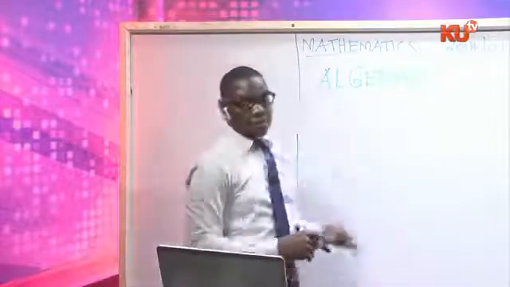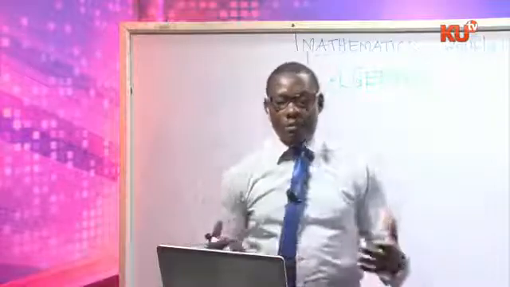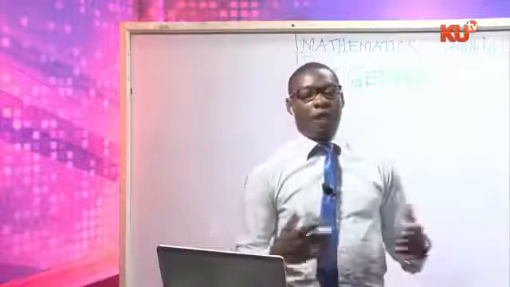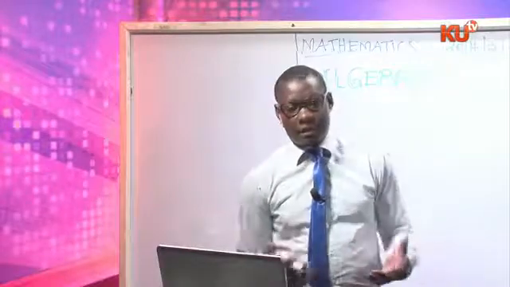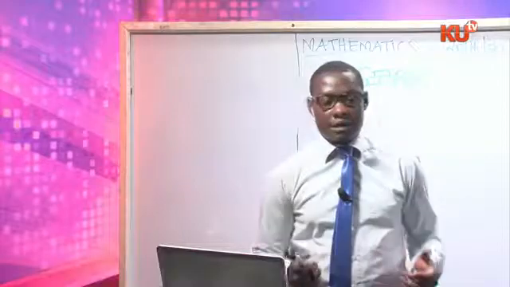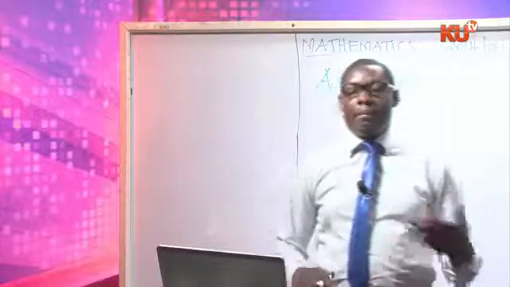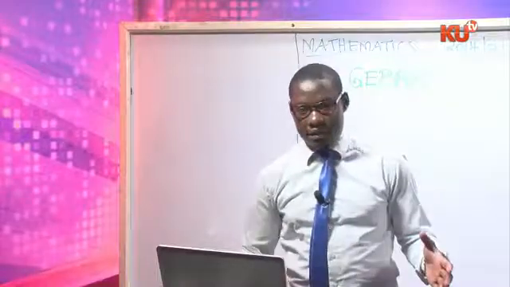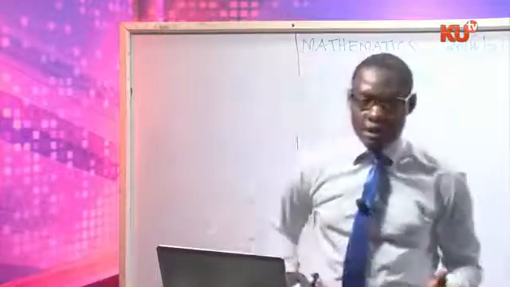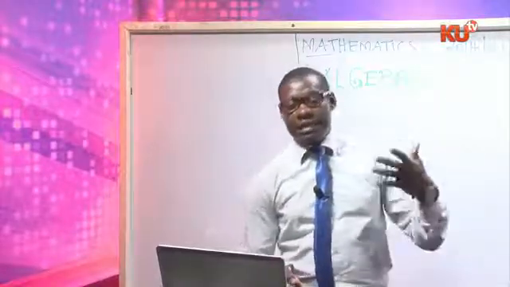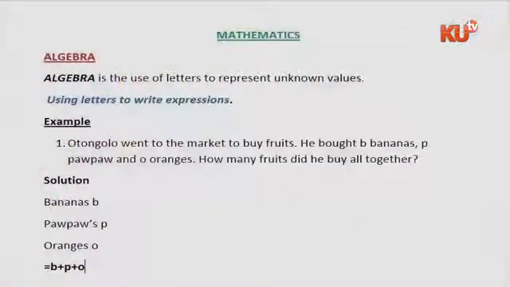First of all, you need to understand what algebra is. Algebra in mathematics is the representation of unknown values by letters. We handle mathematics using numbers, but there are instances where these numbers are replaced by letters. When that happens, what you are doing is called algebra. To define it: algebra is the use of letters to represent unknown values.